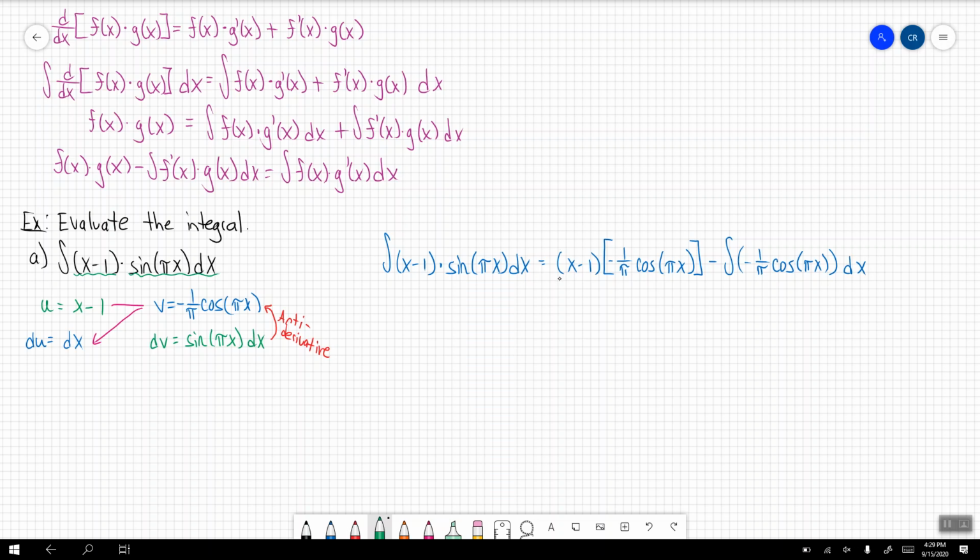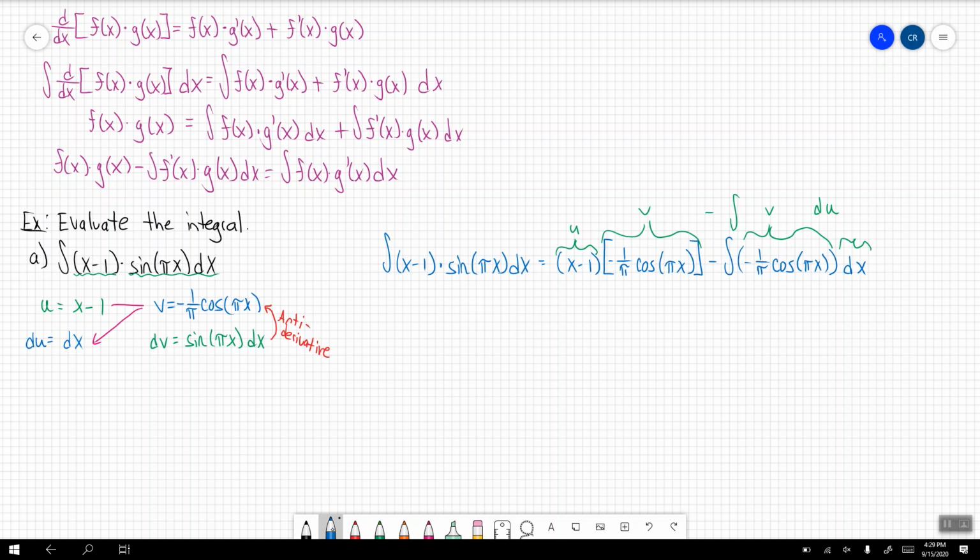And again, here is your u, here is your v. So again, u times v minus the integral of v, and then that dx is that du. So again, we get that formula for integration by parts, which is always going to be the integral of u dv equals u times v minus the integral of v du. And now we can just go through that integration process to finish evaluating this.